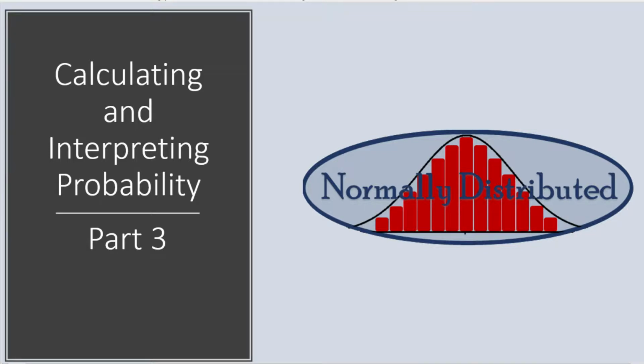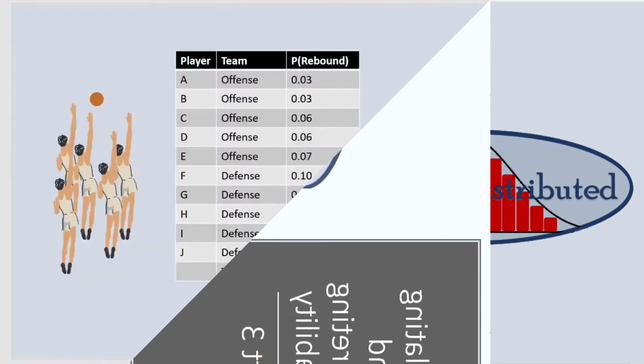Today I am bringing you Calculating and Interpreting Probability Part 3. If you tuned in for Parts 1 and 2, you learned that probability is a number between 0 and 1 that tells us the likelihood that an event will occur. We also learned some of the beginning steps in estimating probabilities from observational studies. In part 3, we're going to continue to learn about estimating probabilities, but this time we're going to learn about how to estimate probabilities when the probability of each outcome is not the same.